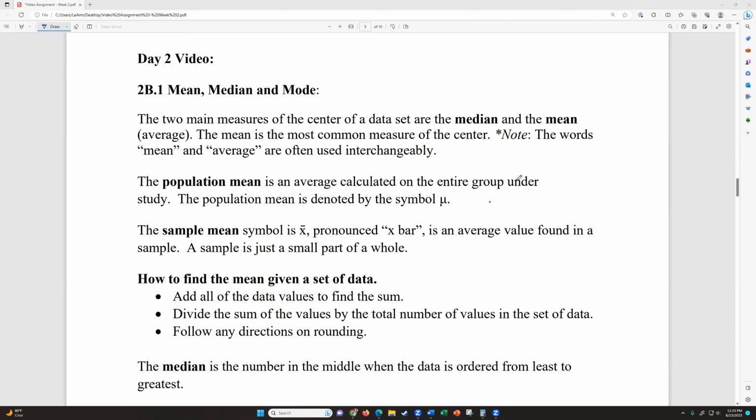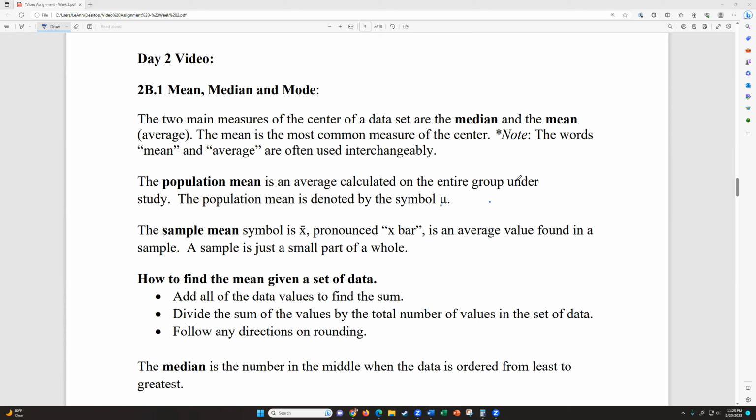So we're going to be looking at topics in the 2B module. We're not going to do as much as we did on the 2A video on this part. A lot of this I like to do together in class, but we are going to just touch on some of the big topics and kind of their definitions. So 2B1 covers mean, median, and mode.